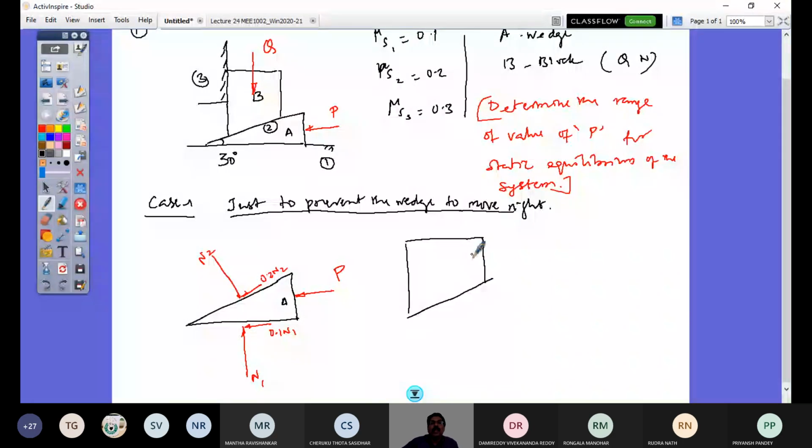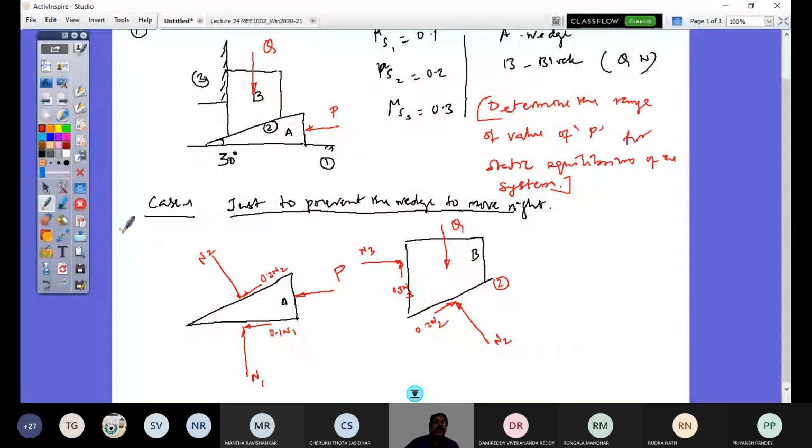And look at now this contact surface 2 and this contact surface 3 here. So at contact surface 3, as this wedge is to impede to move to the right, that means this is going to lower down. So I would have here my friction force upward and the corresponding normal. So this is N3 and this is 0.3 N3 here. Whereas here it will be just opposite to this. So this is 0.2 N2 and this is N2. That's all. So this is the free body diagram of the wedge and the block.